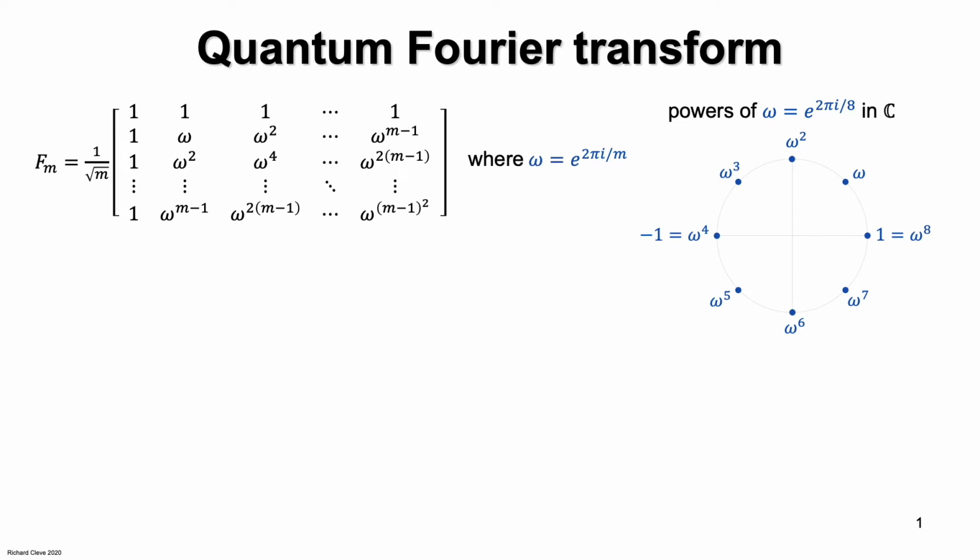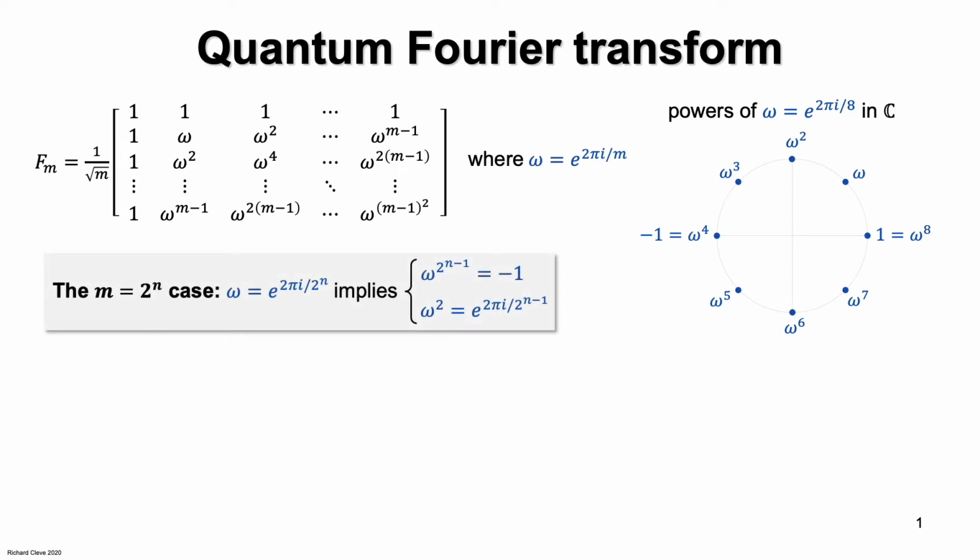A couple of simple observations that will prove useful. If omega is a 2 to the nth root of 1, then omega to the 2 to the n minus 1 is minus 1. So, for example, for the 8th root of unity, if you take omega to the 4th, you get minus 1. Also, if omega is a 2 to the nth root of unity, then omega squared is a 2 to the n minus 1th root of unity. In the example, omega squared is a 4th root of unity.